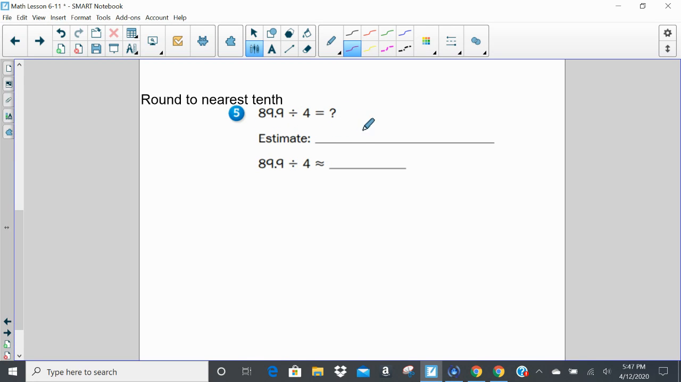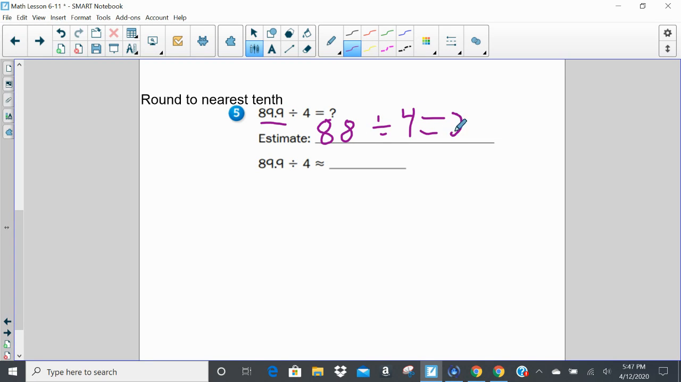Oh, I know. I'm going to keep that 4 the same, but I'm going to change 89.9. What are the multiples of 4? 4, 8, 12. Ooh, 8. 89. What if we changed it to 88? That's close to 89.9. How many 8s go into 4? Or how many 4s go into 8?